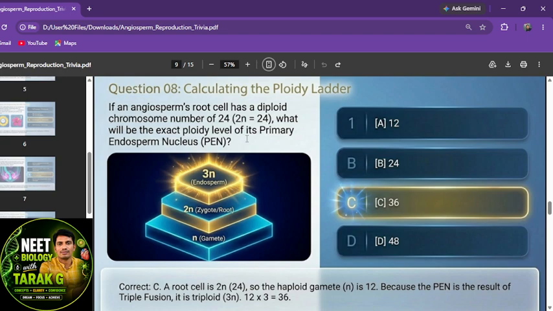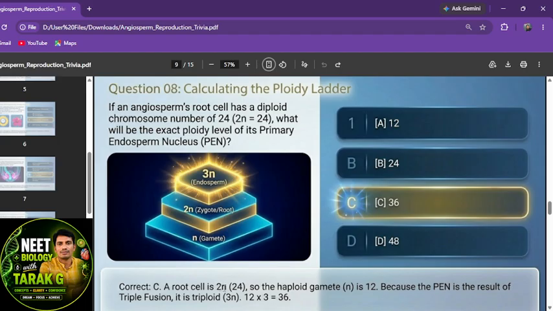Already explained in the previous slide: two polar nuclei, n plus n. Here n is the haploid number, 12. 12 plus 12 is 24. And moreover, one male gamete, n is equal to 12. Now, PEN means triple fusion, right? Here it is n plus n plus n, 12 plus 12 plus 12. Three 12s are 36. Okay, that's the answer. Then 3n is equal to 36.